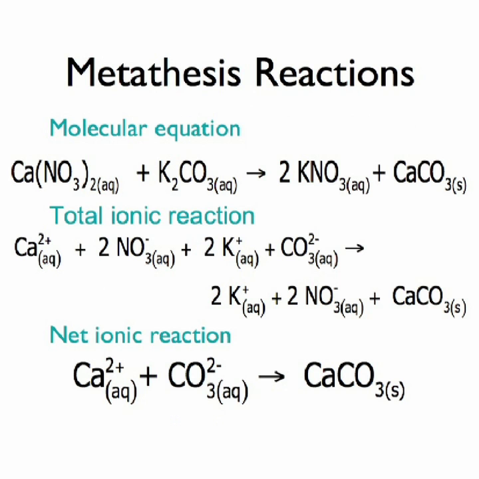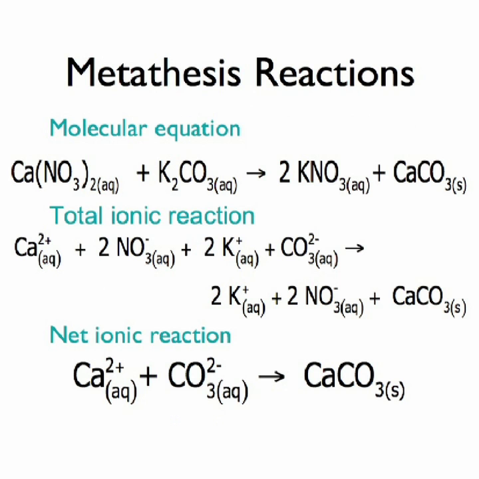An example of a precipitation reaction is the reaction of aqueous calcium nitrate with aqueous potassium carbonate, and the products, switching ions, are aqueous potassium nitrate and solid calcium carbonate. We know based on our solubility rules that calcium carbonate is insoluble, therefore it will be our precipitate. We've just gone over our molecular unit equation, and now how do we go to our total ionic equation?